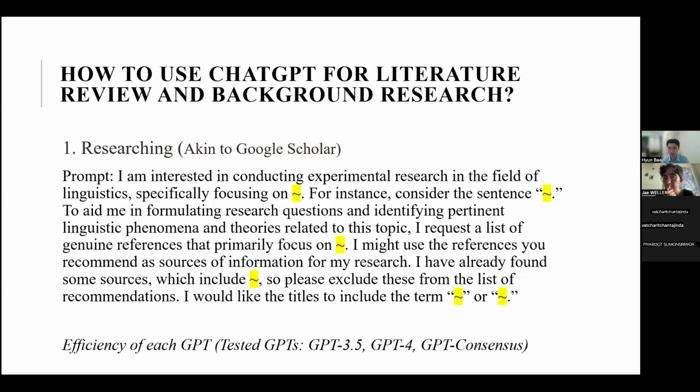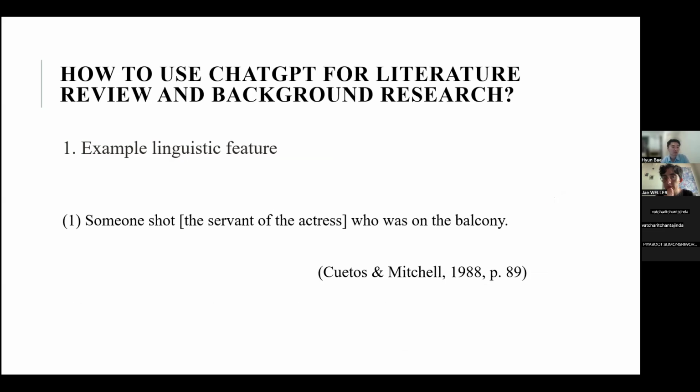As a demonstration, I decided to investigate ambiguous relative clause attachment, which is what I did for my dissertation, in second language acquisition this time. So this is an example linguistic feature. Someone shot the servant of the actress who was on the balcony. The relative clause who was on the balcony can modify either the servant or the actress. That's why this sentence is ambiguous. And this linguistic feature has been frequently used in L2 acquisition to study sentence processing.